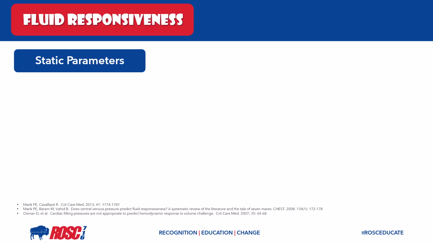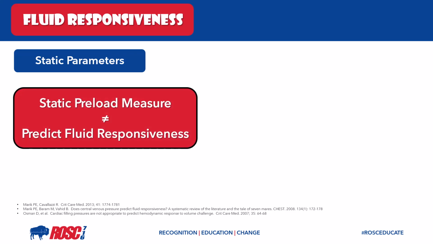And while there are others out there, the main two would be the central venous pressure, also known as the right atrial pressure, and the pulmonary artery occlusion pressure. Now, in a perfect world, the central venous pressure is a preload marker for the right ventricle. In an even more perfect world, the pulmonary occlusion pressure is a preload marker for the left ventricle. But as we've learned in previous shock lectures, static preload measures do a very poor job in predicting fluid responsiveness.